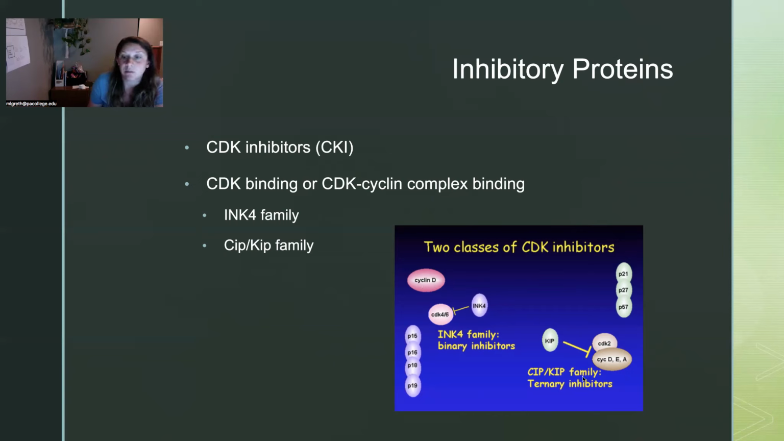The CIP/KIP family are made up of proteins P21, P27, P57. These work by inactivating the CDK2 cyclin complexes, so it inhibits from binding with the cyclin D, E, and A.